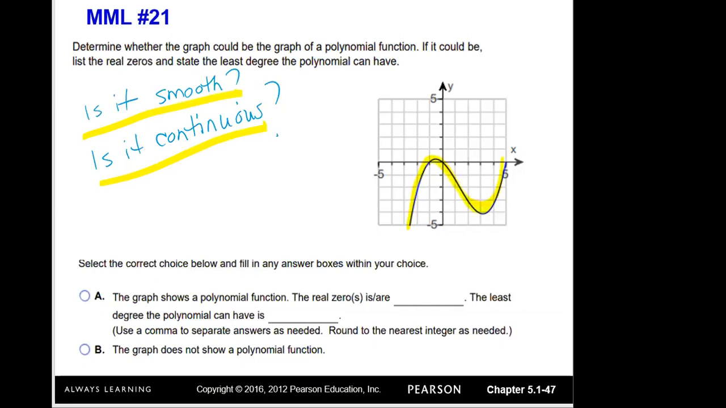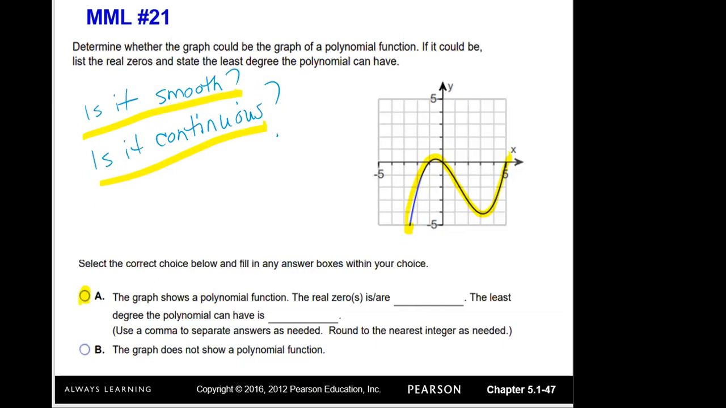Yep, it is smooth. It is continuous. I can trace that graph without picking up my pencil. I start down here and I just write and draw. There's no gaps. There's no breaks in the action there. There's no sharp corners. I did not have to pick up my pencil. So I know it's going to be A. It does show a polynomial function.